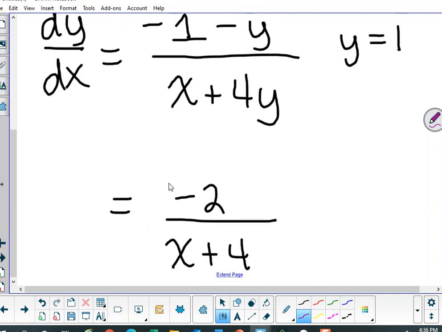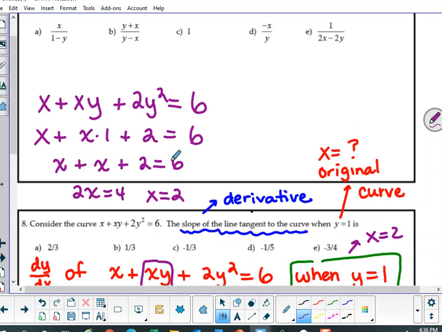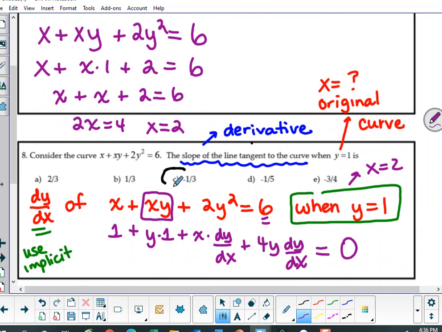So then we're like, okay, if x is 2, this is negative 2 over 6, negative 1/3. Hopefully that's a choice. And it is, because it's always C, right? We just pick C, we're good.